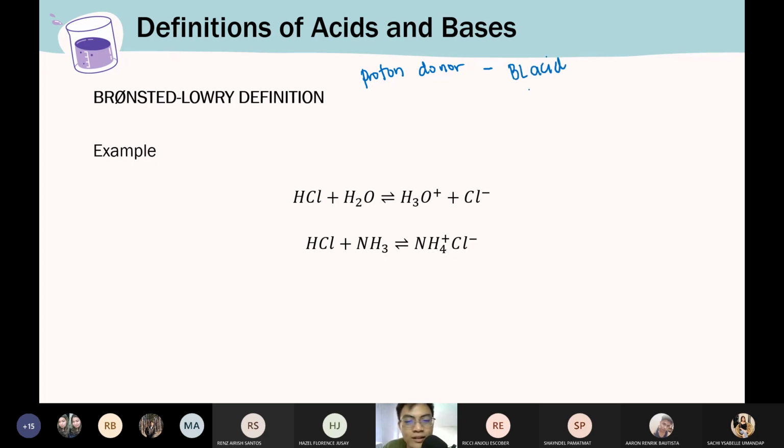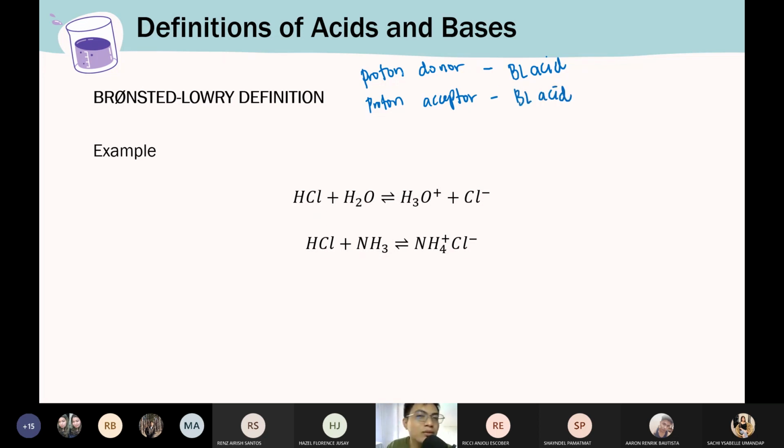Hindi yan yung Thai series ng mga BL. So, Bronsted-Lowry acid daw siya. Kapag siya daw yung nagbigay ng hydrogen atom, it is an acid according to Bronsted-Lowry. Pero kapag siya naman daw yung nag-accept ng proton, siya naman daw yung base.